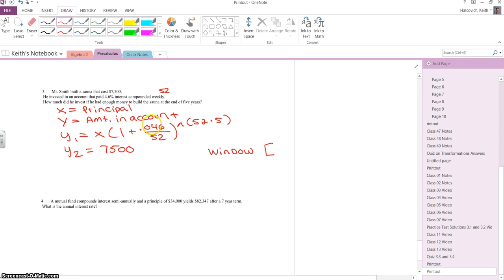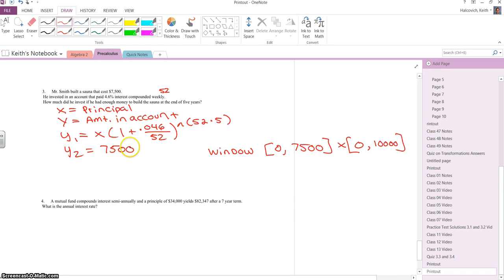since X is the principal, we could start out with 0 principal, and the most that we want to put in is 7,500 because that's what it costs for the sauna. And then for our Y, we could have 0, and then our Y sub 2 is 7,500, so we want to be a little bit bigger than that, so we'll say 10,000.